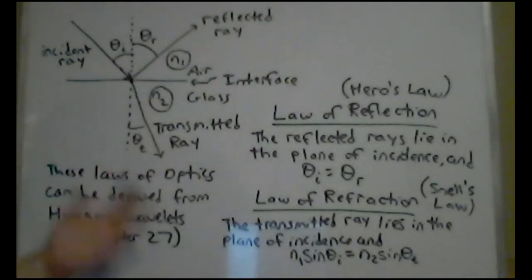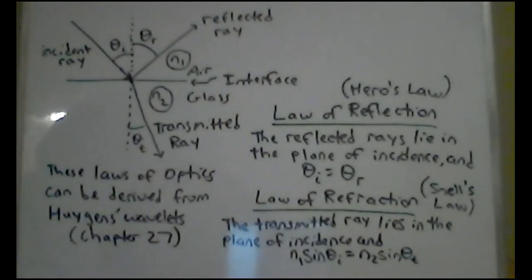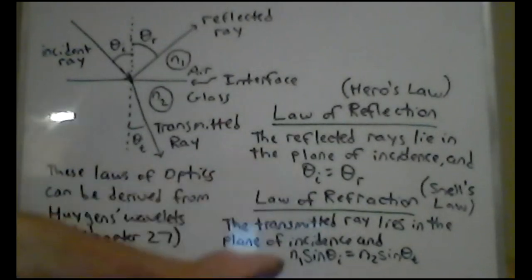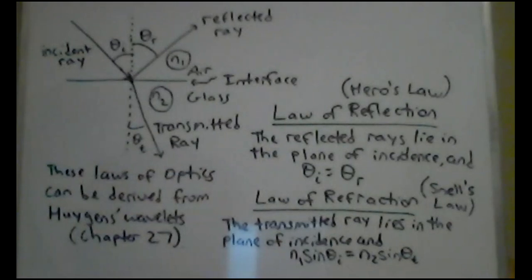I'd say in quotes, laws. One way would be to go to Maxwell's equations and derive what are called Fresnel's equations. The other way would be to use the older theory by Christian Huygens, and we'll talk more about him and his theory of wavelets in chapter 27. All right, and so again, understand that these are the operating equations of geometrical optics, but they are not necessarily laws of physics per se. Okay, that's really all I have to say about these laws of optics.